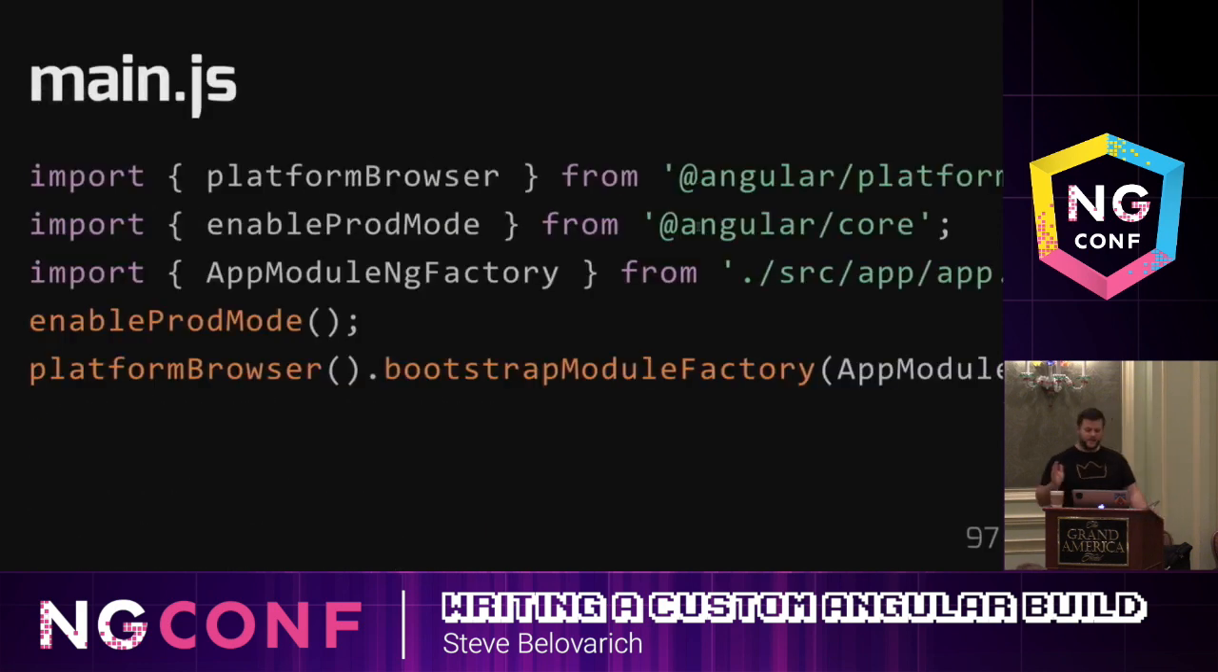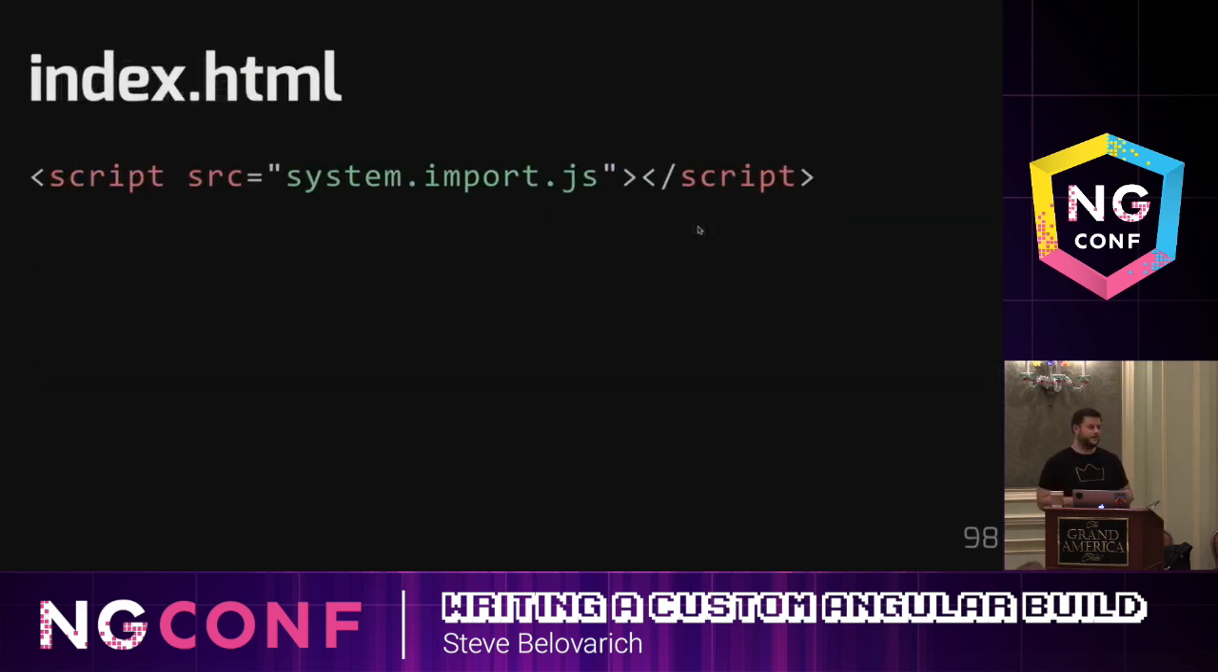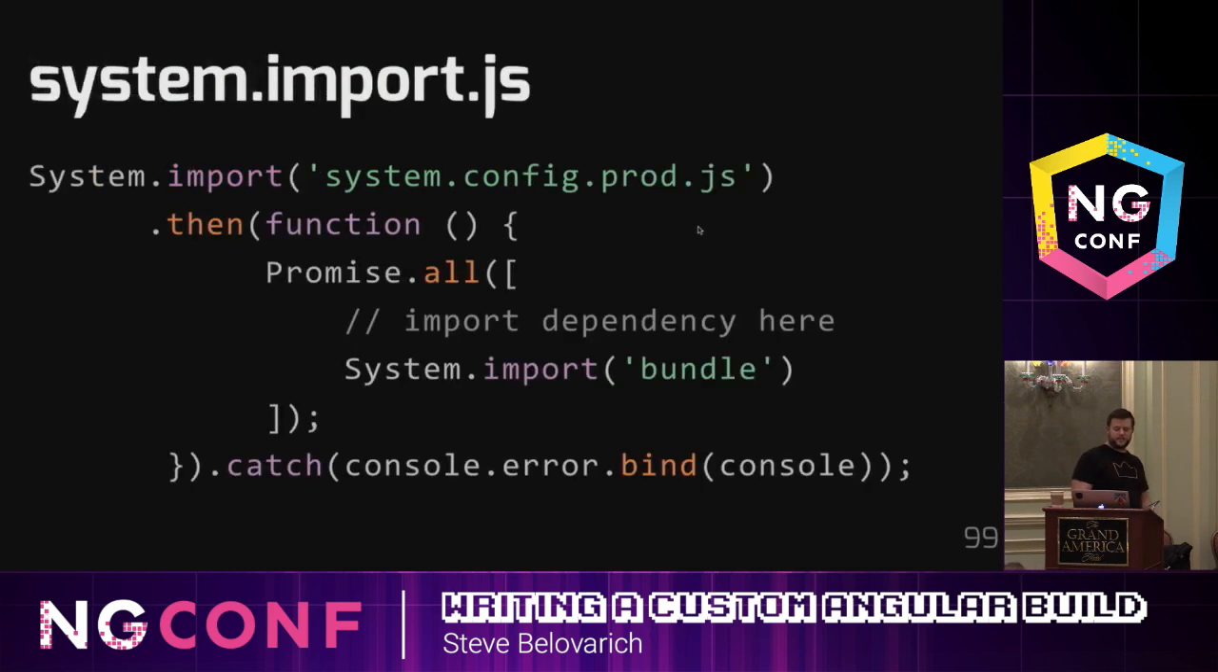So the main JS looks like this. The only difference between it and develop is we are now importing enable prod mode and calling it. Because we are ahead of time compiling both development and production. In our index.html, we just need this script tag for system.import.js.